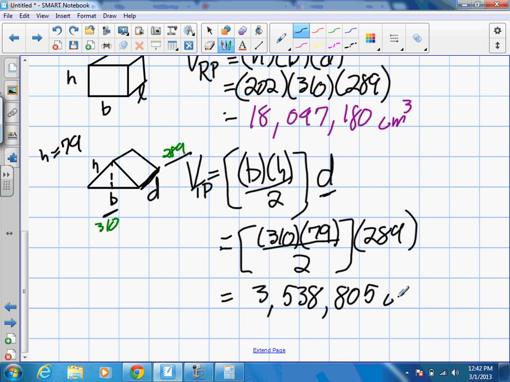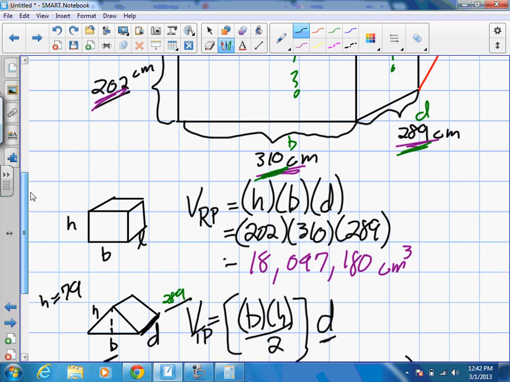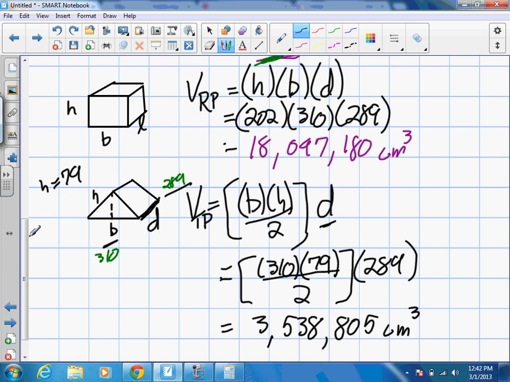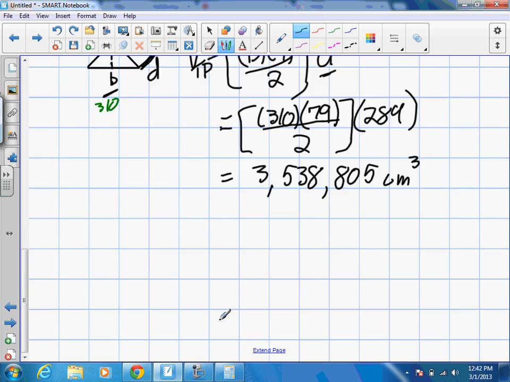Cubed, because it's volume. Am I done? That's the volume of the whole shape, 3 million? What do I got to do? I got to put them together, right? I got to put them together to find out the volume of the entire shape, because this shape is all of those objects put together. So the volume of everything is the volume of the triangular prism plus the volume of the rectangular prism, right?